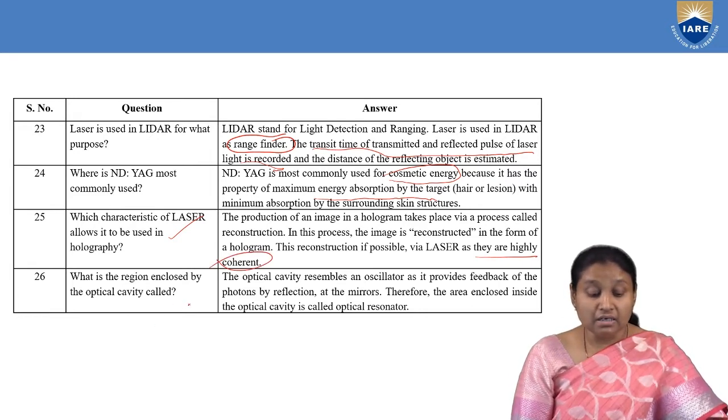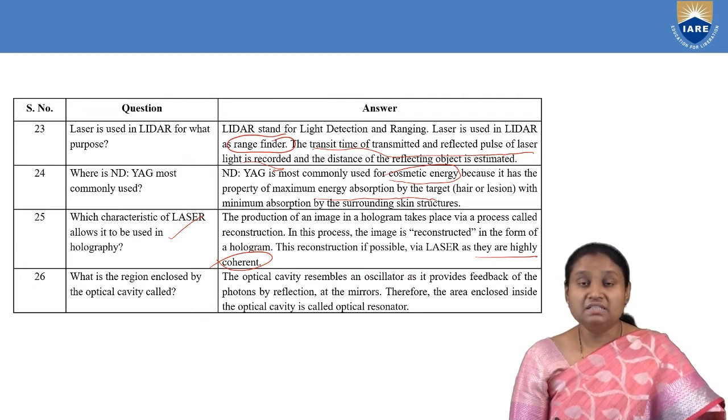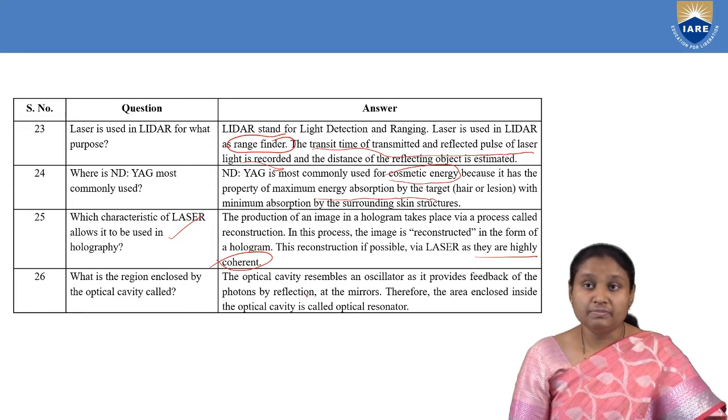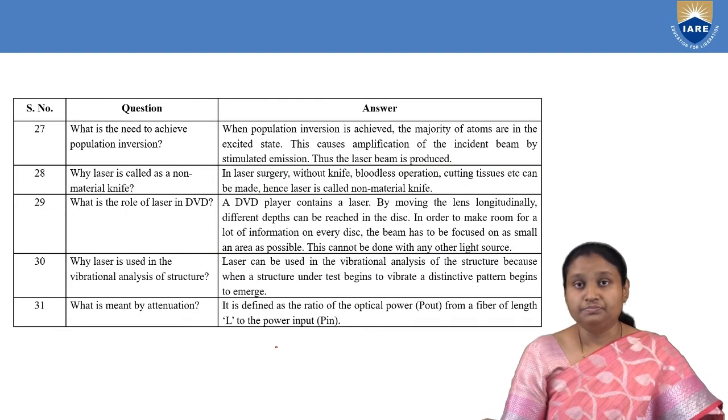What is the region enclosed by an optical cavity called? The optical cavity is just like an oscillator, as it provides feedback of the photons by reflection in the mirrors. So the area enclosed inside the optical cavity is called the optical resonator.